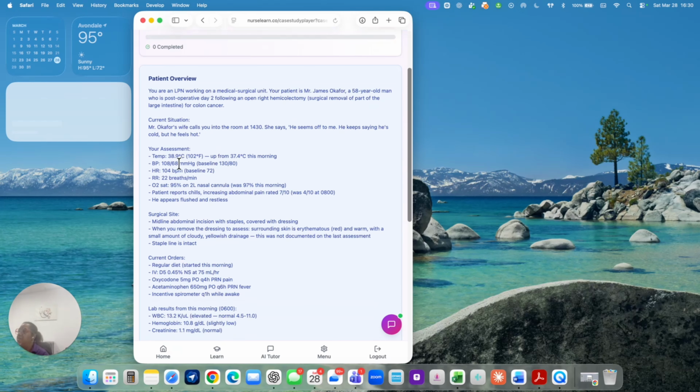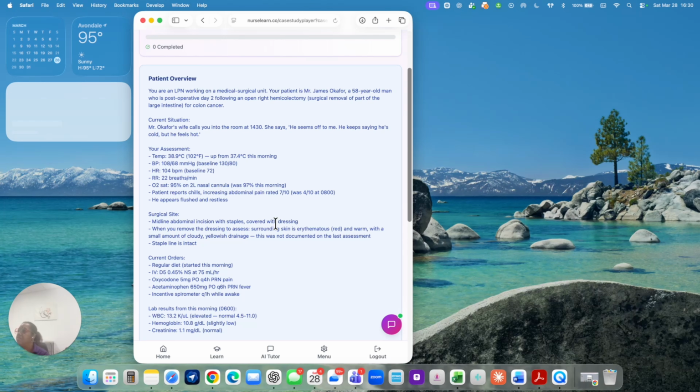You get your vitals. Woo, temp is 38.9. It was 37.4 this morning. Blood pressure 108 over 68. It was 130 over 80 earlier. Heart rate 105. Baseline 72. Respiration was 23. Oxygen 95% on 2 liters. He was 97% on 2 liters. The patient reports chills and increasing abdominal pain, rated 7 out of 10. It was 4 out of 10 this morning. He appears flushed and restless.